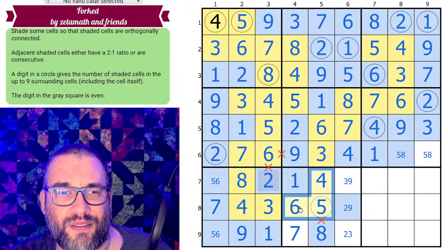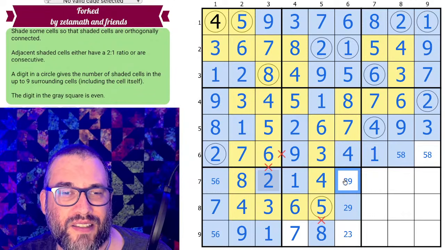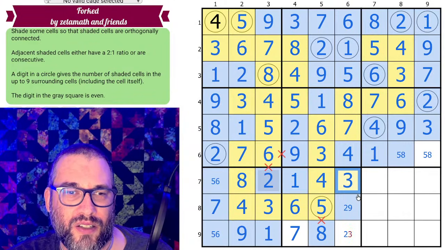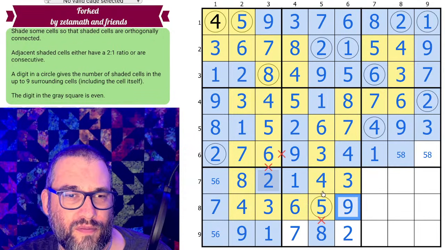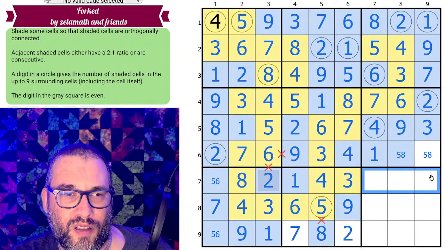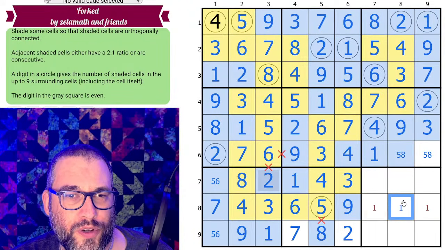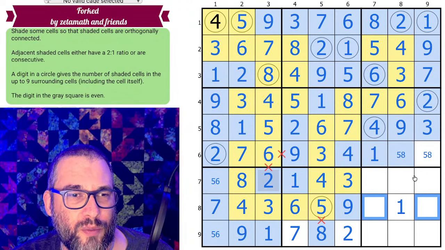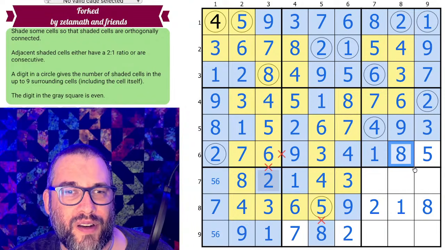Because in order to get to 5, this always is shaded. So that's a 3. It's a 2. That's a 9. Let's write in this triple. We still need a 1, which goes here. We need a 2, which goes here. 6, 7. We need an 8. That's 5 and 8.